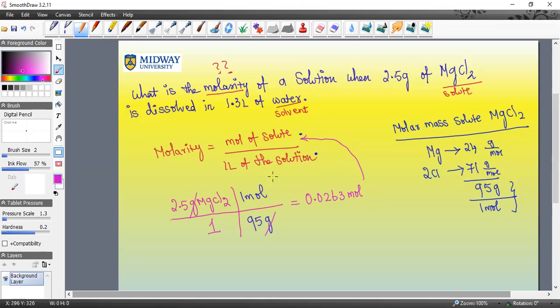And in the bottom, 1 liter of the solution. Well, since this unit's already given in liters, you use it as it is. So we know the volume is 1.3 liters, right? So let's put it all together. So molarity equals, the top is 0.0263 moles. The bottom is 1.3 liters. You don't need to do any changes to it.